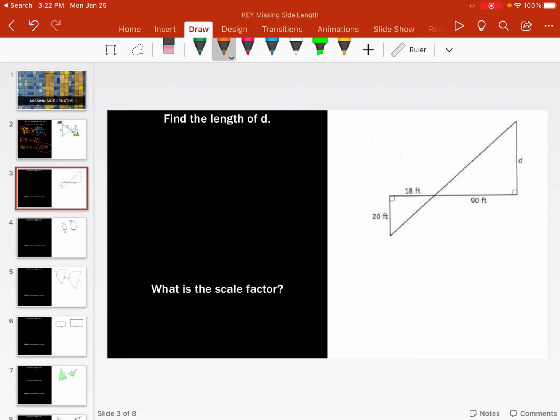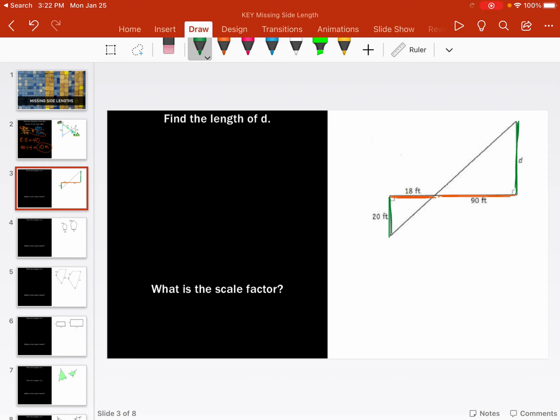Again, we're going to find this length of D. So let's find our corresponding sides again. If I go from my 90-degree angle into this one in the middle, that's going to match this 90-degree angle into the middle. So those two are matching. And then 90-degree to this one out here, 90-degree to this one out here, those two are matching.